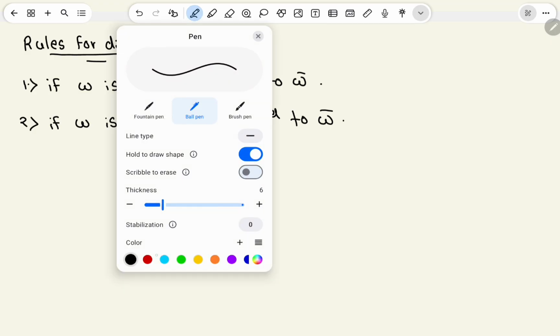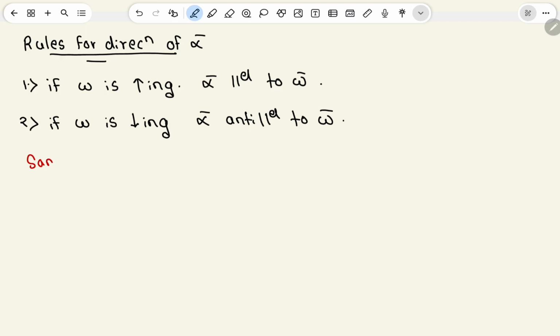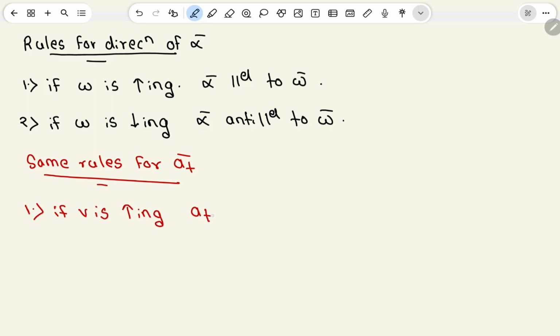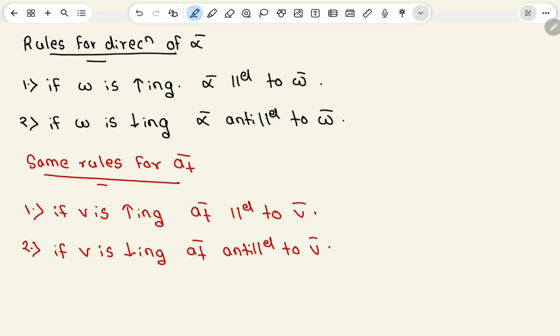The rules are the same for AT bar. So the first rule for AT bar is, if V is increasing, AT bar is parallel to V bar. And second, if V is decreasing, then AT bar is anti-parallel to V bar. Okay?